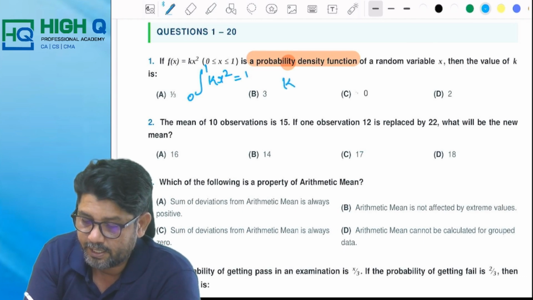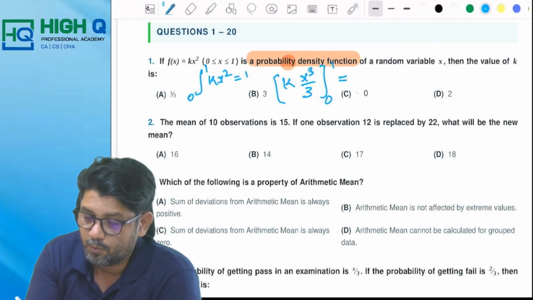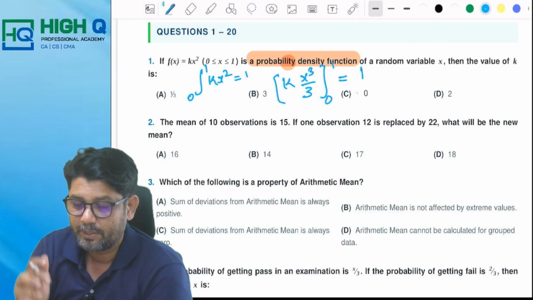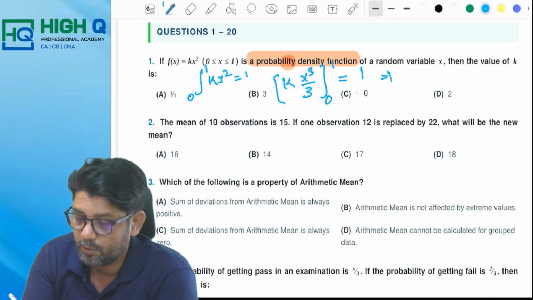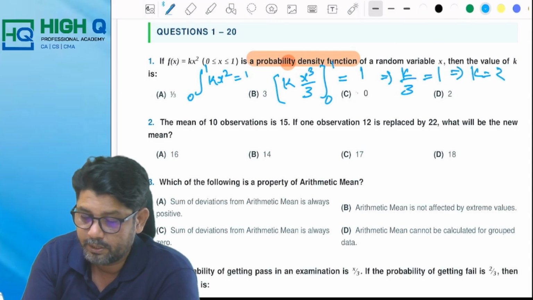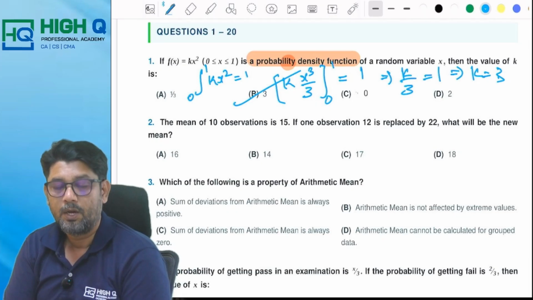So if you integrate, k x cube by 3, from 0 to 1, is equal to 1, my dear. So apply the upper limit and lower limit. Lower limit is 0, so ignore it. Only the upper limit you apply. So what are you going to get? k by 3 is equal to 1. So k is equal to 3. That's all. Option B.